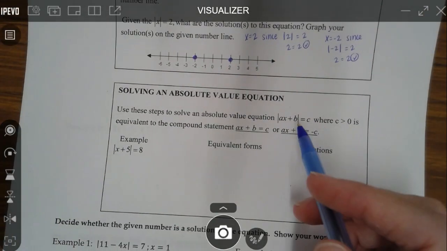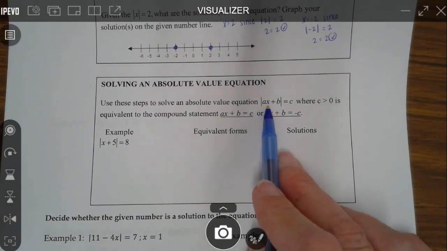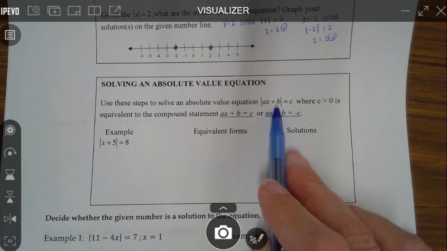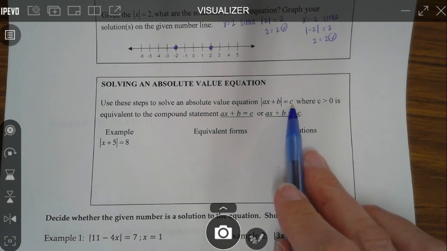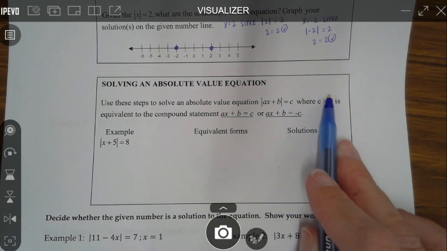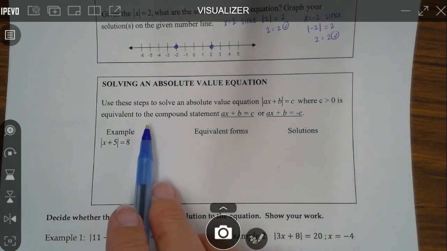And to solve an absolute value equation, we're going to be looking at them in the form of the absolute value of ax plus b. A and b are just numbers, and that's going to be equal to c. And c has always got to be greater than 0. And we'll look at a problem that shows that in a couple minutes.